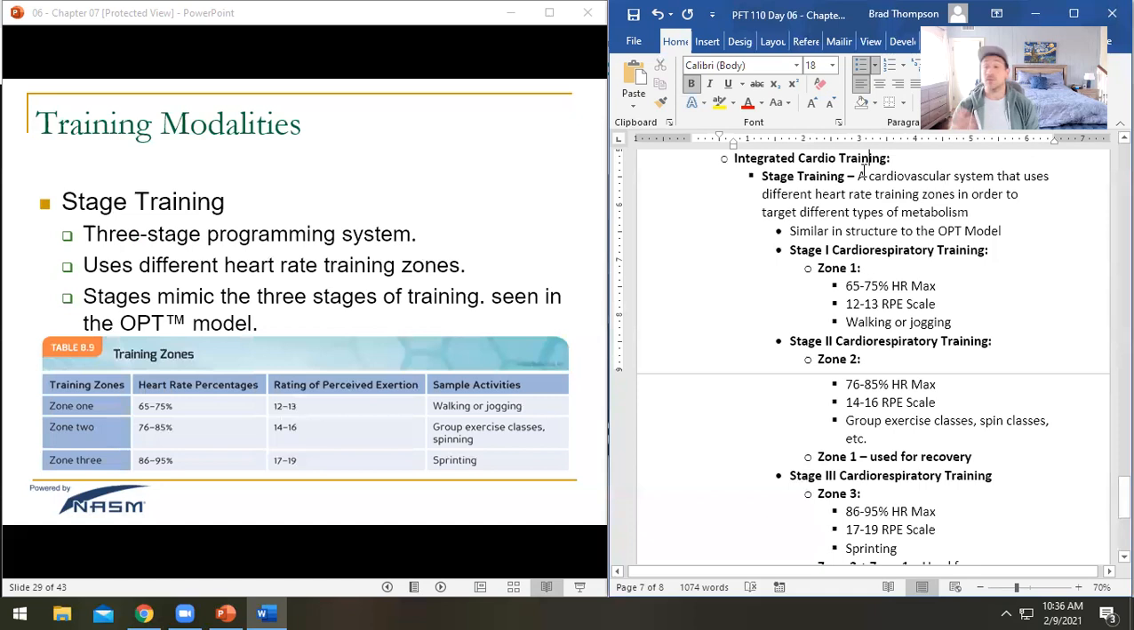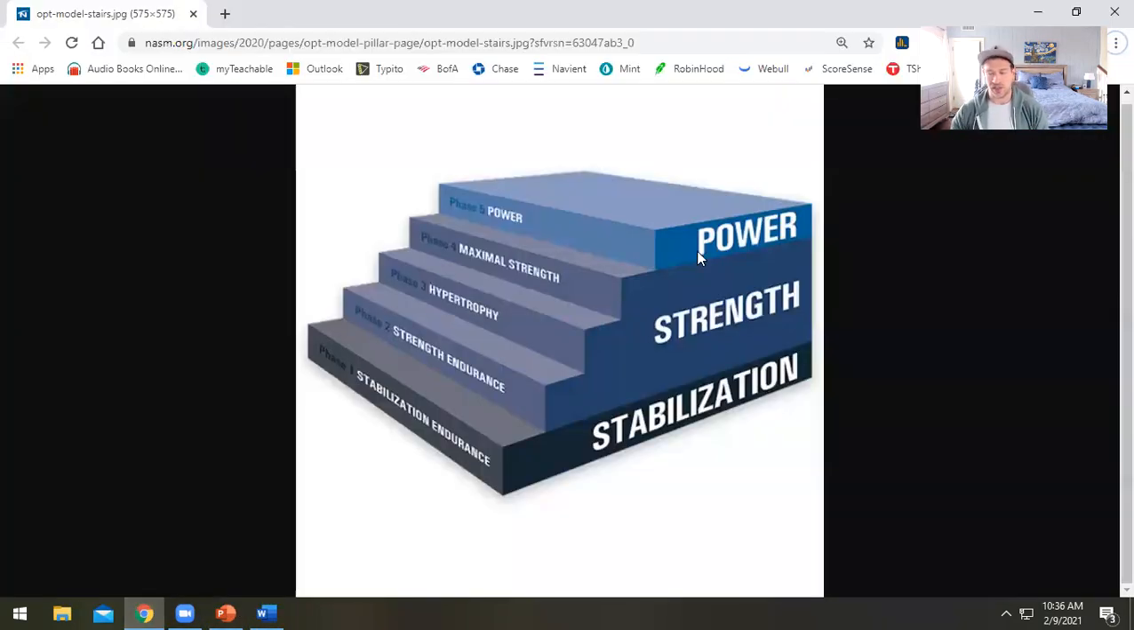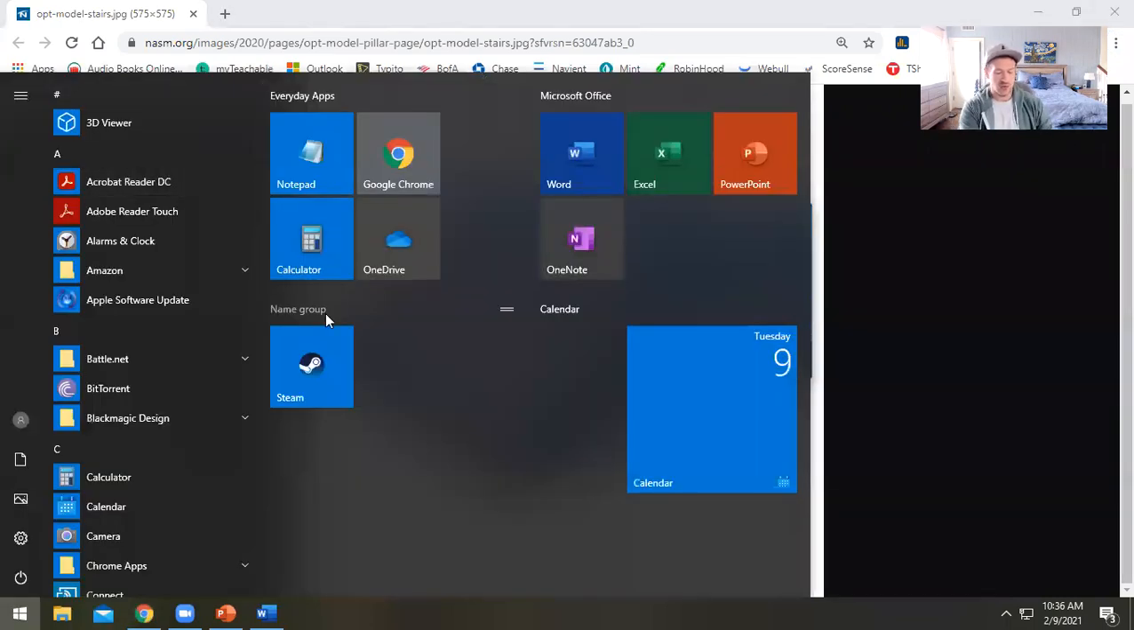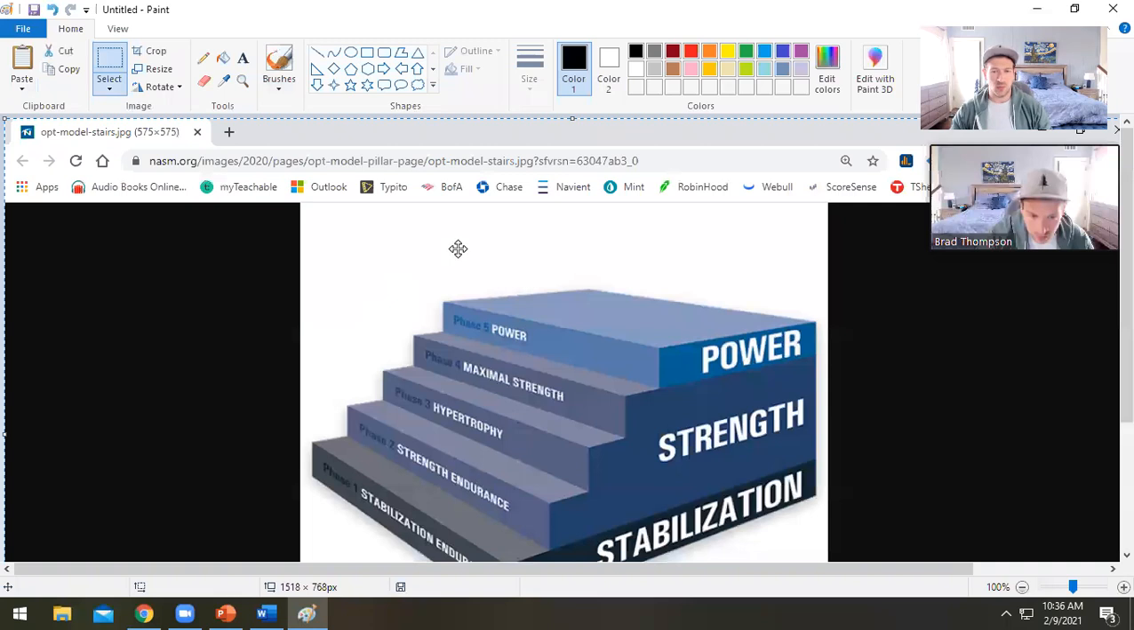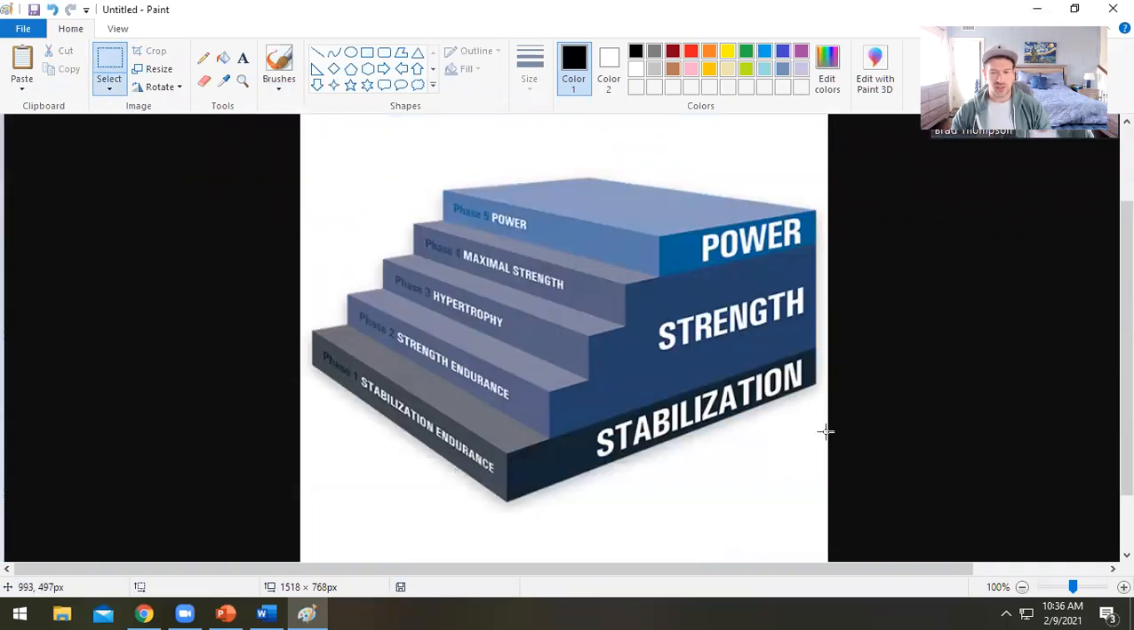All right, when it comes to cardio, guess what? This actually all expands out even further. There are cardio bits that come along with this whole model, actually. So I'm just going to kind of steal this here and move it and make our own little chart here.